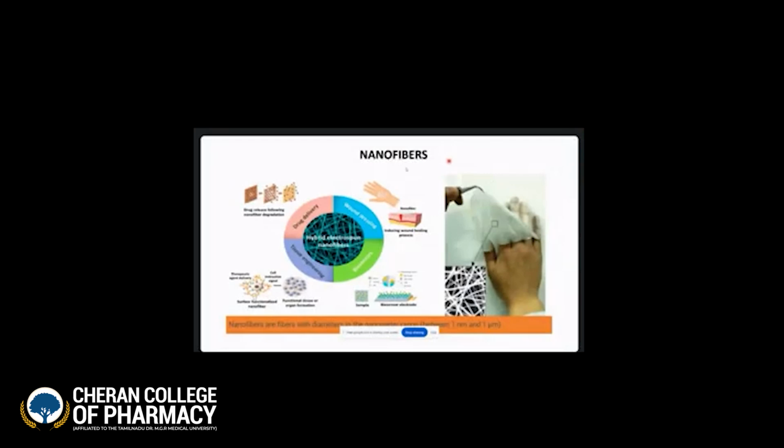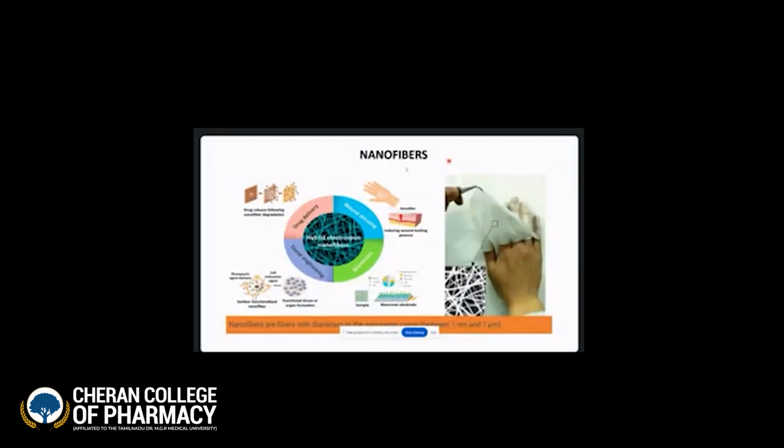Why are we selecting the nanofiber? It is a 3D structure with unique physical and chemical properties. Any small substances we can load in the nanofiber. Even in a very small, deep wound, we are able to place the nanofiber. So that is a unique property we observe with the nanofiber.